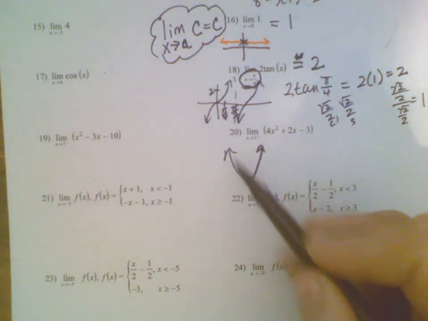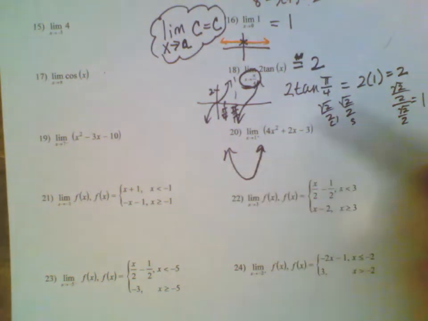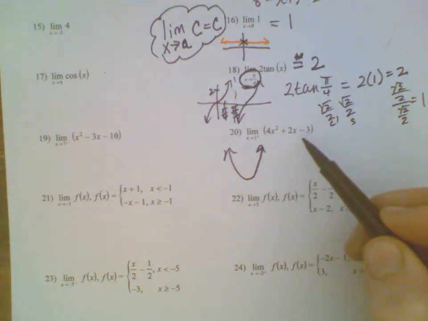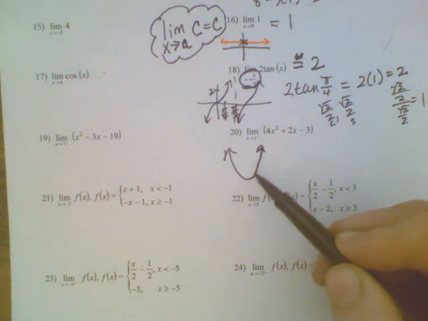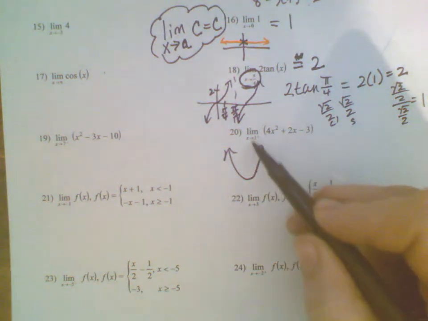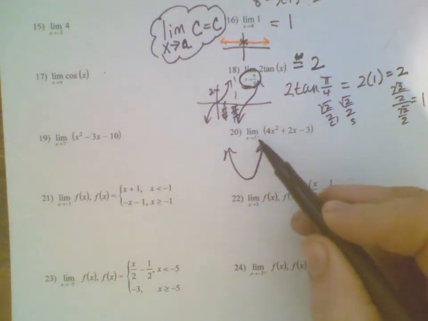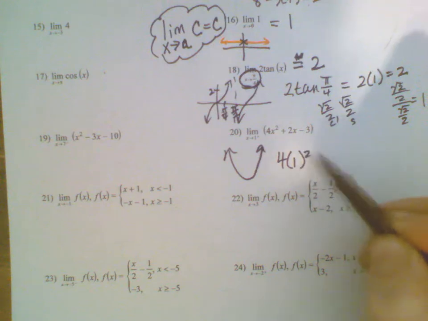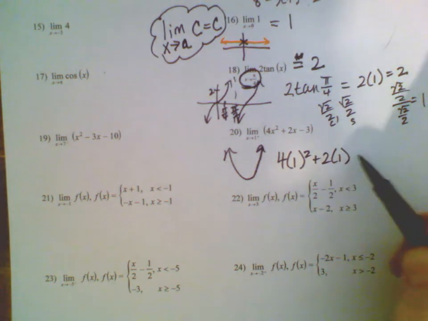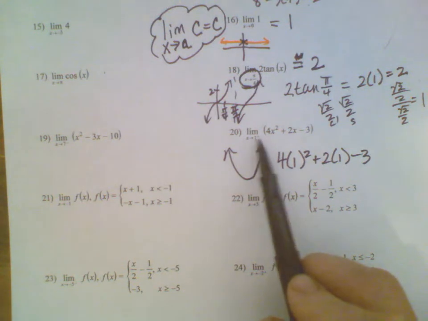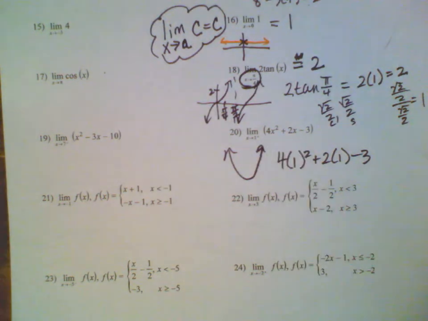I'm not exactly sure where 1 is on this parabola, but I do know that at 1, it is going to approach the same value on both sides. So even though it's from the right that I'm looking at, I can still just plug this in. This is 4 times 1 squared plus 2 times 1 minus 3. The only time I would have to be worried about this is if I don't have a continuous function.